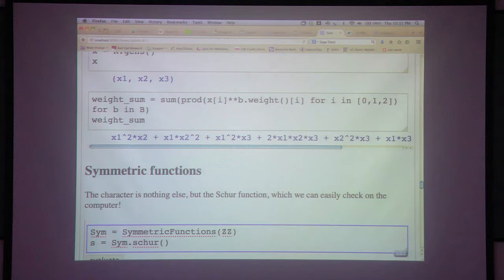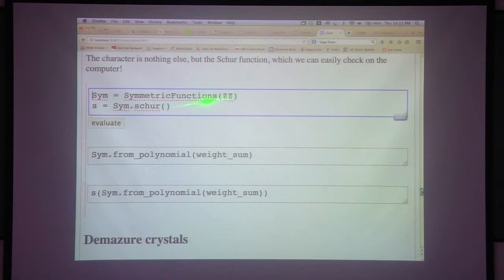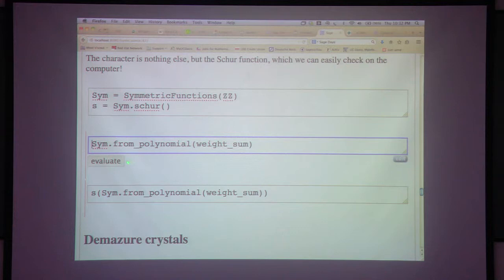But that's not so useful. We already know from math that characters are Schur functions. So how can we check in Sage that this is really a Schur function? There's also something about symmetric functions in Sage. To make a symmetric function, you ask for symmetric functions and tell it over which ring. ZZ means over the integers, QQ would mean over the rationals, RR would mean over the reals. Then I define s to be the Schur basis. There's a command which lets me take the polynomial in x1, x2, x3, my weight sum, and pull it over to the ring of symmetric functions, and it makes it into a symmetric function.